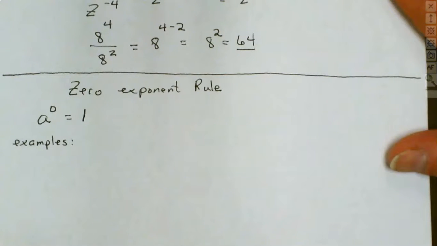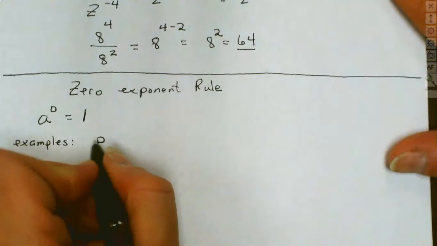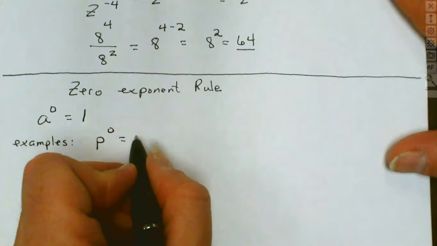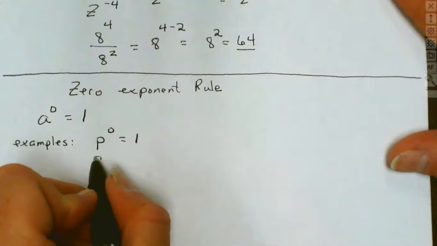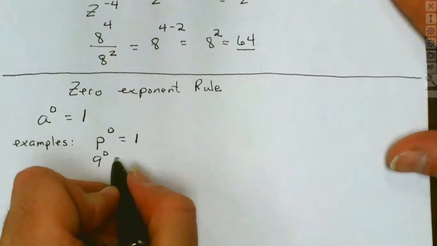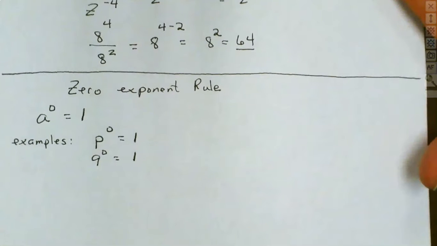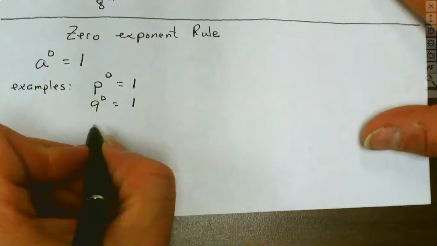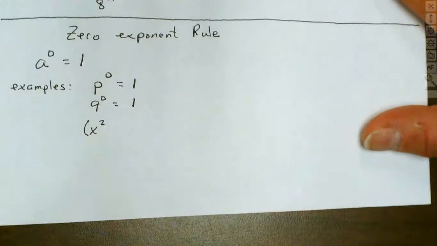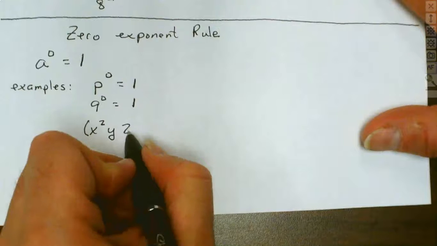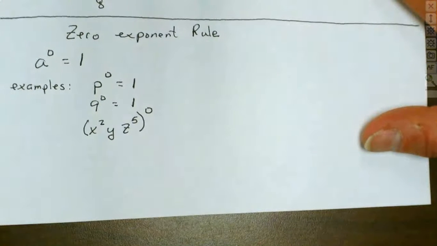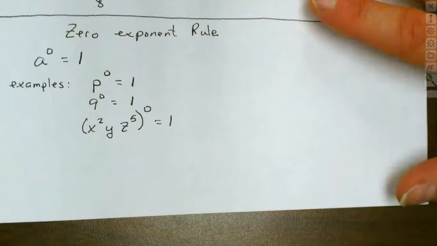Here's some examples. P to the 0 power. Okay, P to the 0 power would be 1. 9 to the 0 power would be 1. It's not 0, it's 1. You can even have a grouping. So let's say x squared y z to the 5th, all raised to the 0 power. Well, what would that be? That would also be 1. Okay?